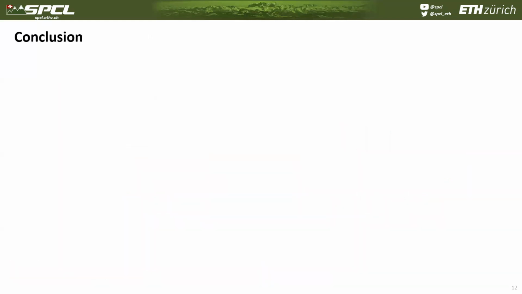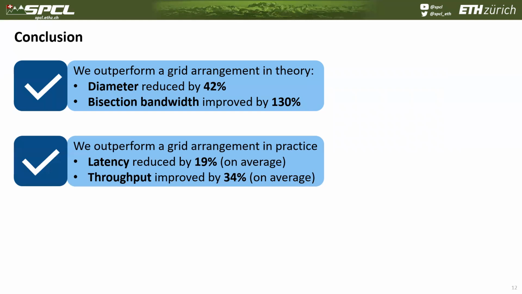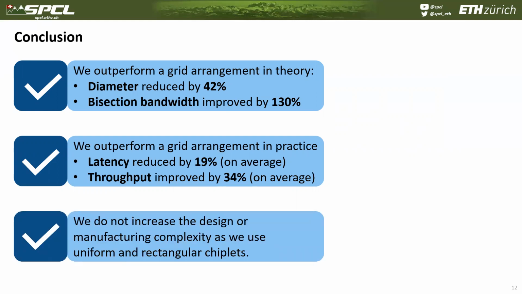So let's come to a conclusion. We have proposed the HexaMesh arrangement to arrange chiplets in 2.5D stacked chips. Our theoretical analysis has shown that by doing this, we reduce the network diameter and we increase the bisection bandwidth. On top of this theoretical analysis, we also performed simulations. And based on our simulations, we saw that on average, we reduced the latency by 19% and we increased the throughput by 34%. And finally, going from a grid arrangement to a HexaMesh arrangement does not increase the design and manufacturing complexity, since we only use uniform and rectangular chiplets.